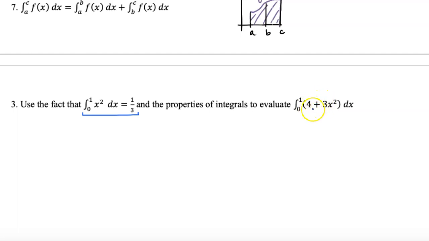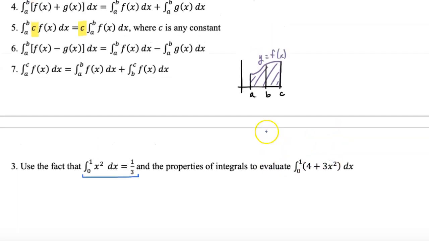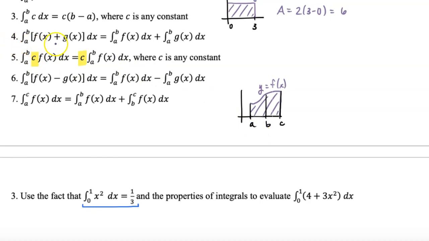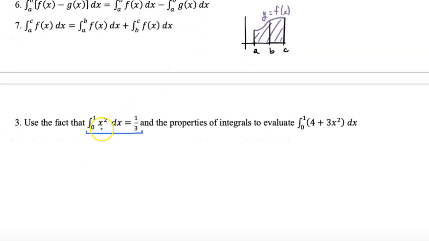Okay, the first thing I notice is that I can split this up into 2 separate integrals because of rule number 4. So rule 4 tells me that this is equal to the integral from 0 to 1 of 4. Now, this dx needs to be applied to both of these terms because it's in parentheses, so it needs to get distributed. So this is going to be a 4 dx plus the integral from 0 to 1 of 3x squared dx. Okay.